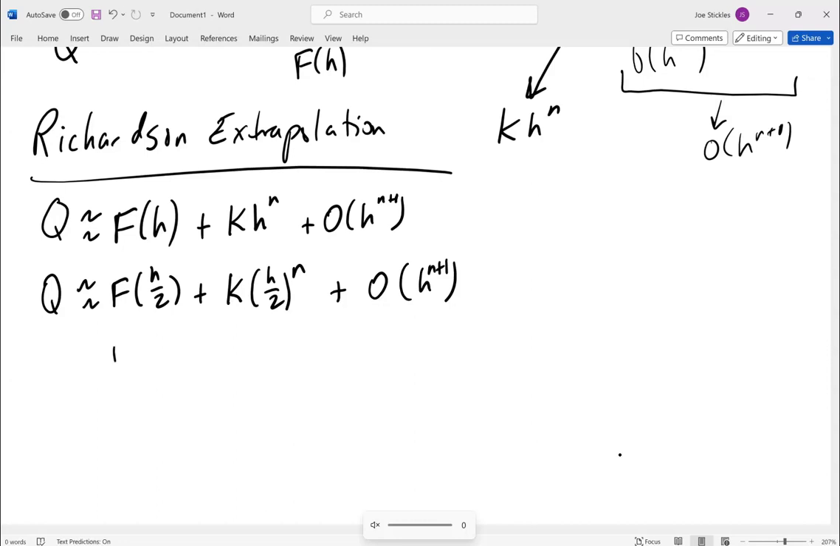So I'll just rewrite this as f of h over 2 plus 1 over 2 to the n k times h to the n plus O of h to the n plus 1. I just pulled the 2 to the n out. Okay.